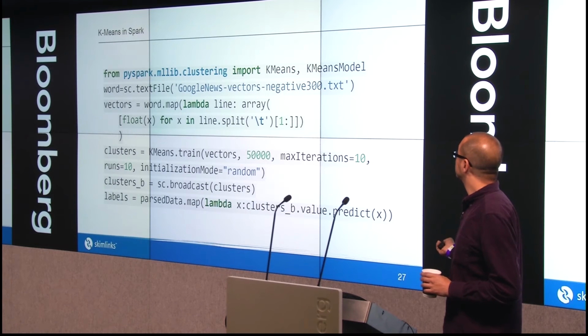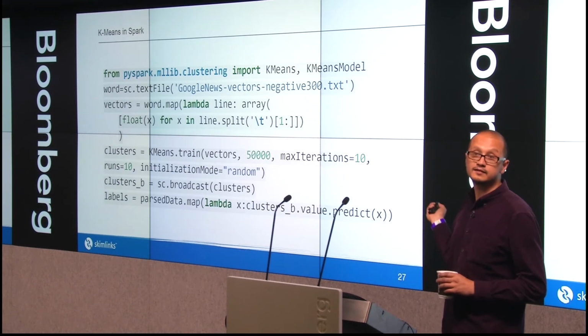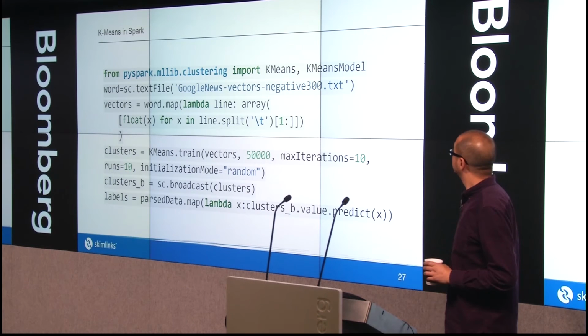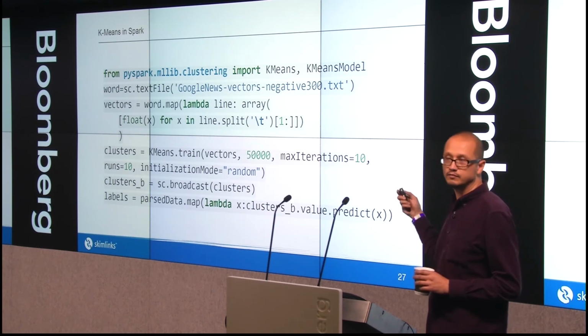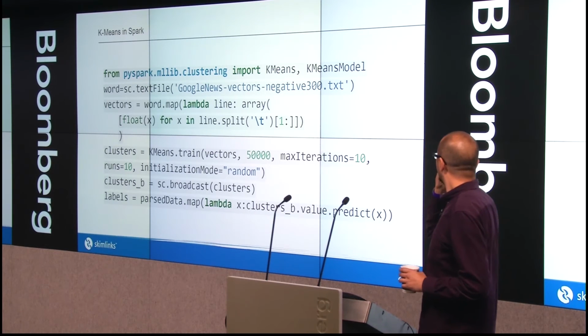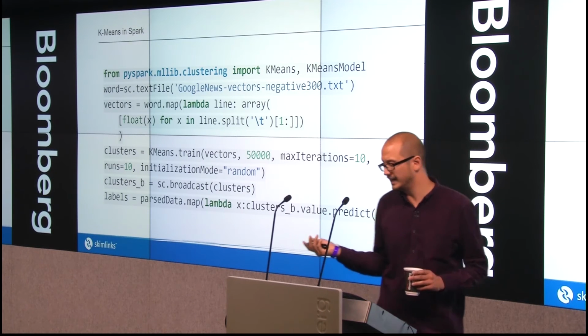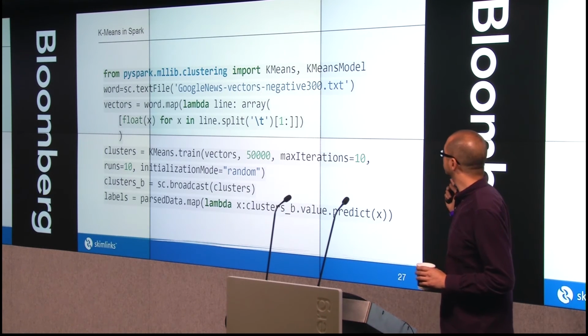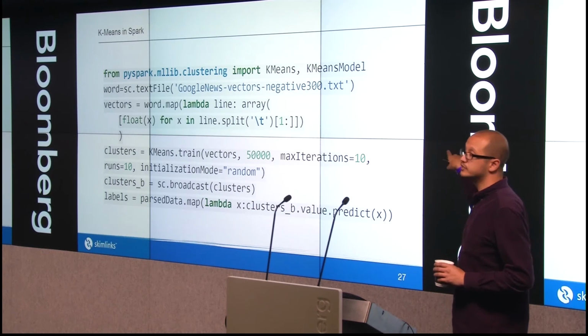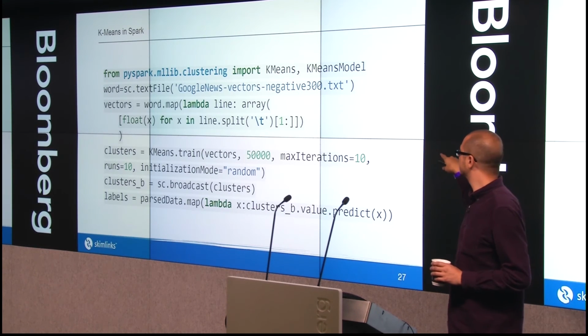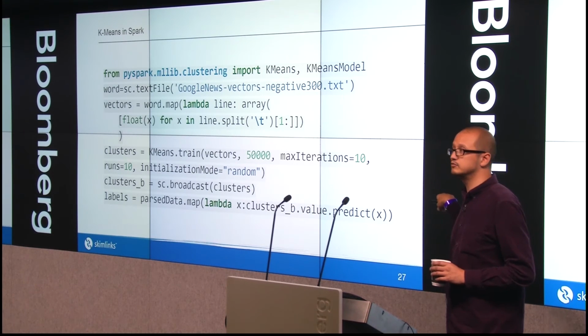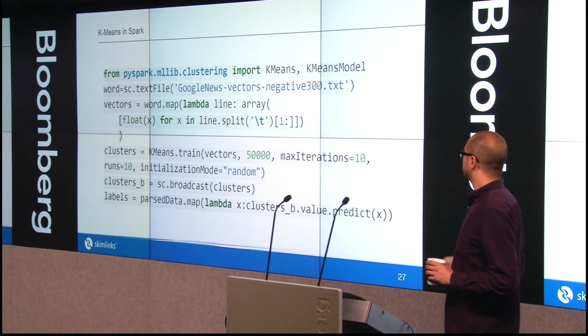So Spark has a very nice distributed k-means function, which you can use like this. I've just taken the pre-made word2vec vectors from Google here, and used k-means in MLlib to make 50,000 clusters. And it worked. I think it took like an hour or something like that, which is quite nice because this is 3 million words, 300 dimensions, 50,000 cluster centers. It was quite a big job. I thought that was quite nice.